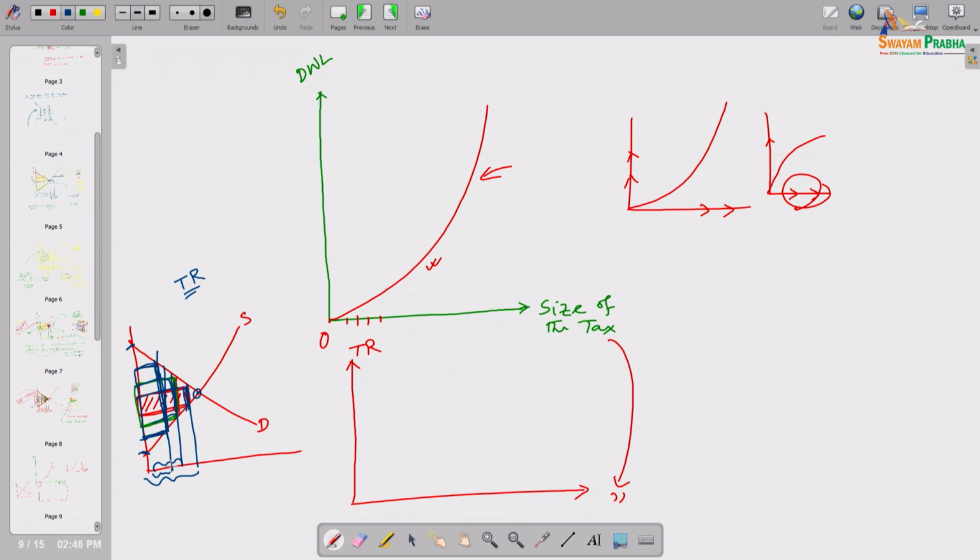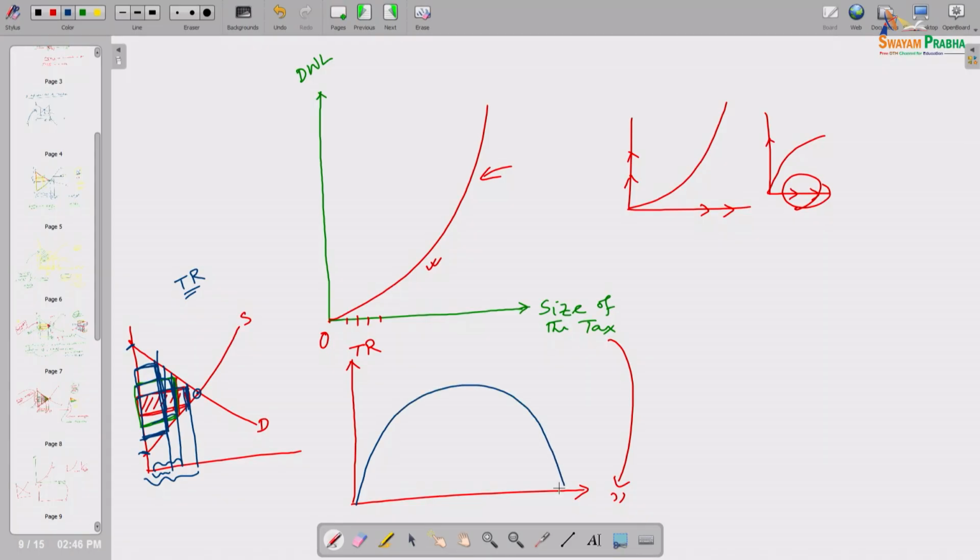Transaction is continuously getting cut, getting smaller and smaller after the imposition of the tax, right? So definitely, if we measure the tax size on the horizontal axis and the amount of tax on the vertical axis, how much tax money the government is going to get, we will get this kind of curve. This curve is called the Laffer curve, a very important concept. This Laffer curve shows the relationship between tax size and tax revenue.